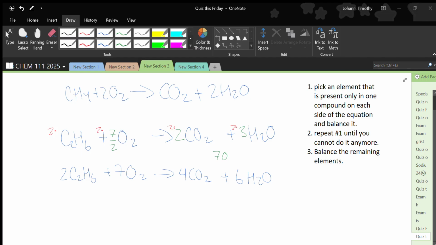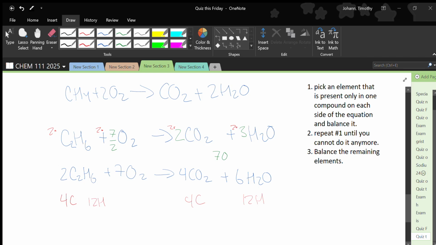So what I'm going to do here is, how many carbons do I have on the left side? Well, the only thing with carbons is my ethane. So 2 times 2, right? 2 ethanes, 2 carbons each ethane is going to be 4 carbons. Let me do it in red. 4 carbons. Let me go to the other side. I've got 4 times carbon dioxide. 4 times 1 is 4 carbons. All right, so far so good. Now I've got 2 times 6 hydrogens, right? So 12 hydrogens. Okay, and if I go to the other side, I have 6 times 2 hydrogens. 12 hydrogens. Still good, okay?